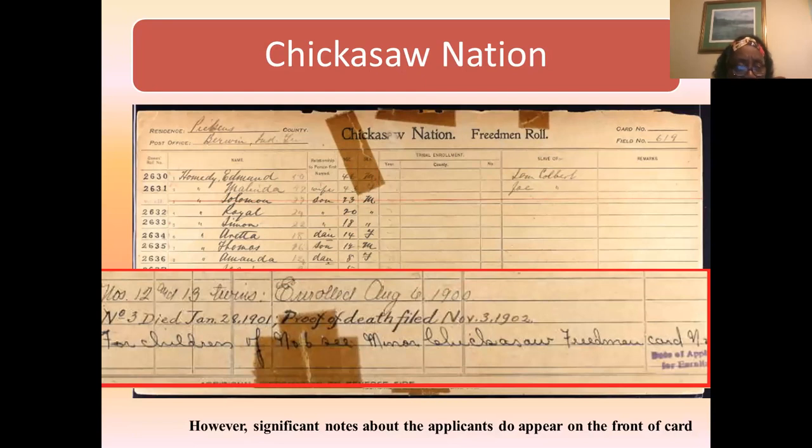You also find, however, on those cards, significant notes that can refer you to other things. And occasionally, and this is important, you'll find where some were fighting their placement on the freedman roll. They resisted and they really spoke up for themselves and said, wait a minute, I shouldn't be on this roll, and here's why. I should be on a roll by blood.